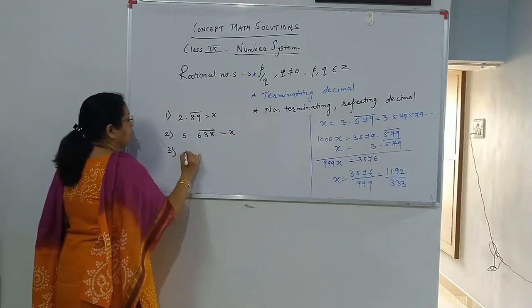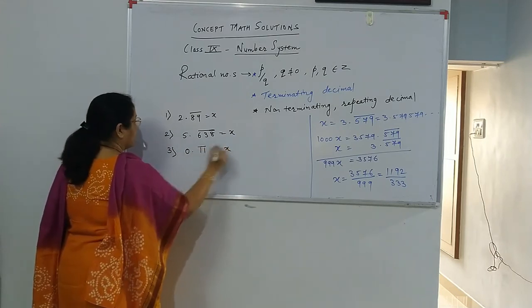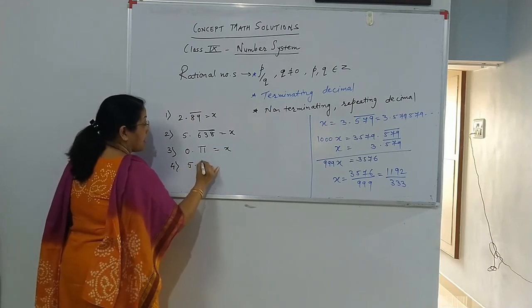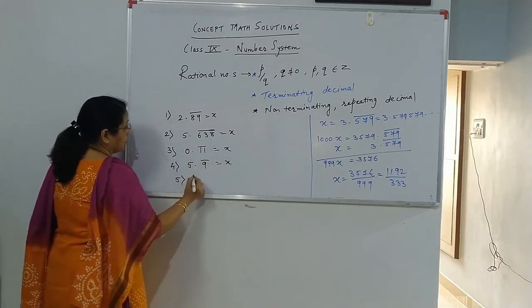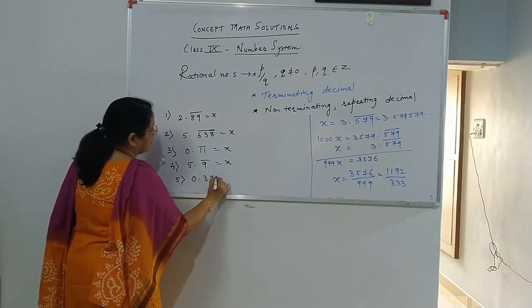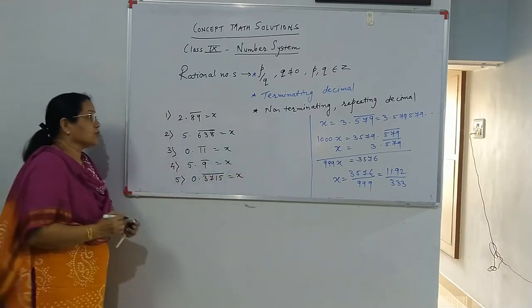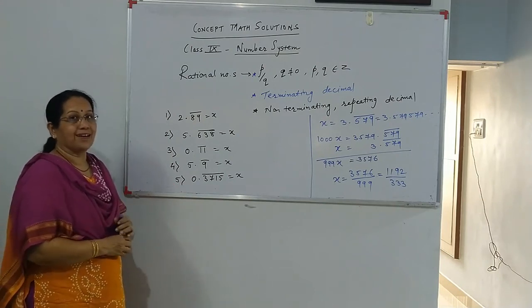Then the third one, say 0.11 bar. The fourth one, 5.9 bar. And the fifth one, say 0.3715 bar. Work on all these questions as homework and see you again.